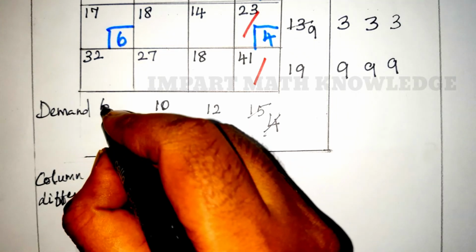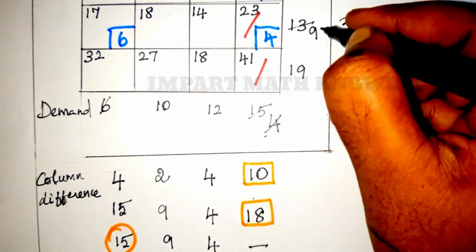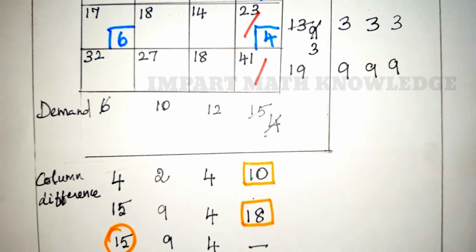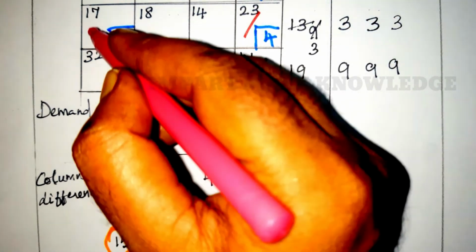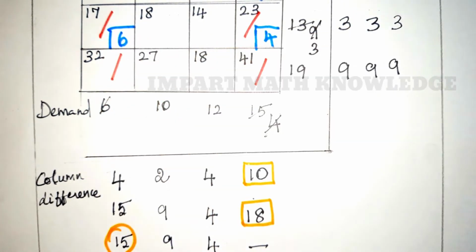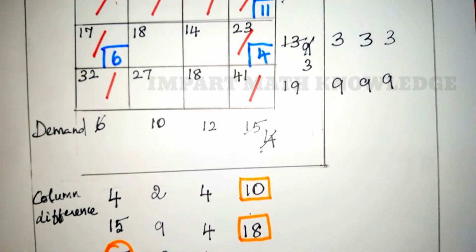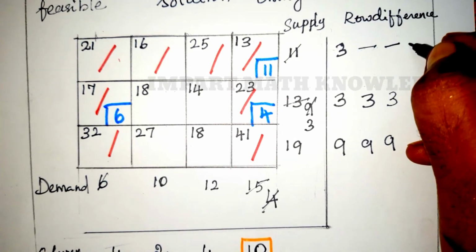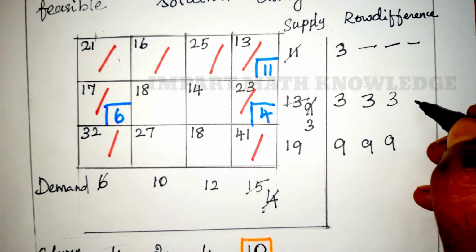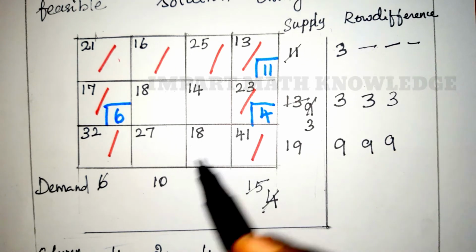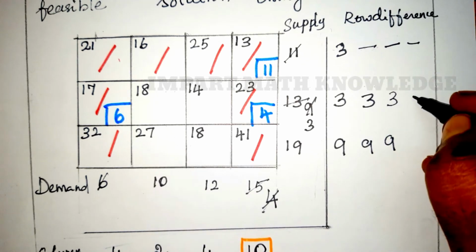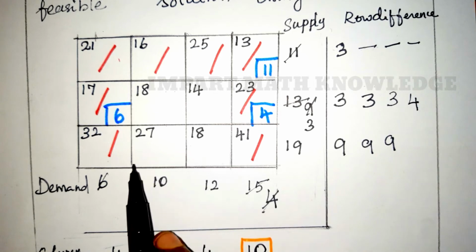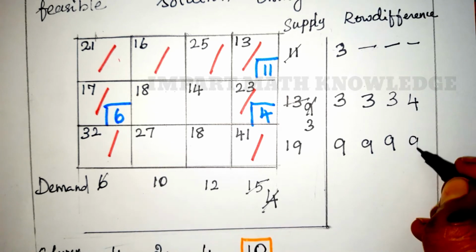Once you allocate, you have to strike out the satisfied value. Here the remainder is 3. Demand is satisfied, so you have to strike out the column. In the remaining, you take the difference again. Row difference is, first one is satisfied, dash. The second one, the difference is 18 minus 14, the difference is 4. Third row, the difference is 9.